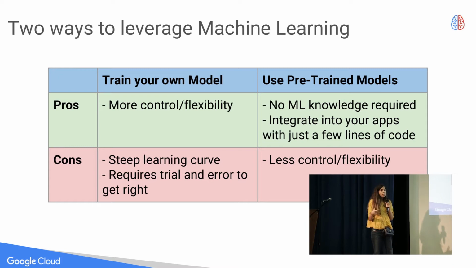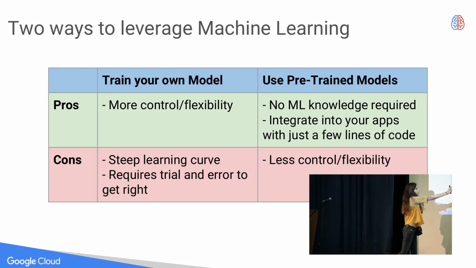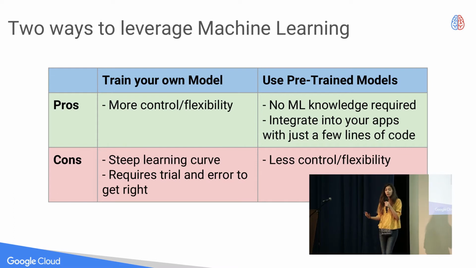However, Google has solved this problem by providing a new product as well, which is called AutoML. And I will talk about AutoML later as well. So AutoML will come in between. AutoML will help you benefit from our pre-trained models, but also allow you to bring your data in order to predict even more specifically to what you need, in order to customize our pre-trained models.